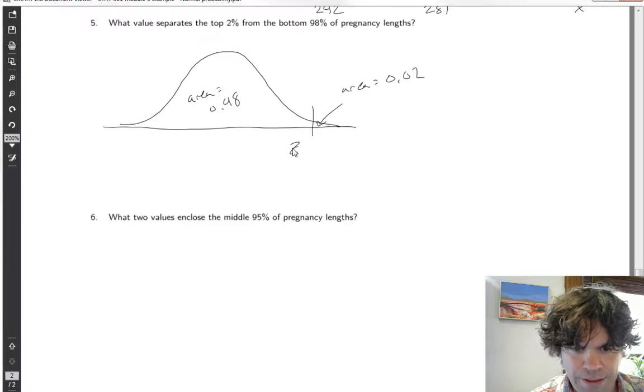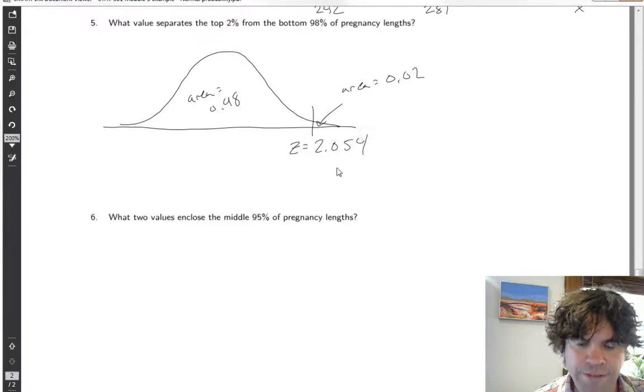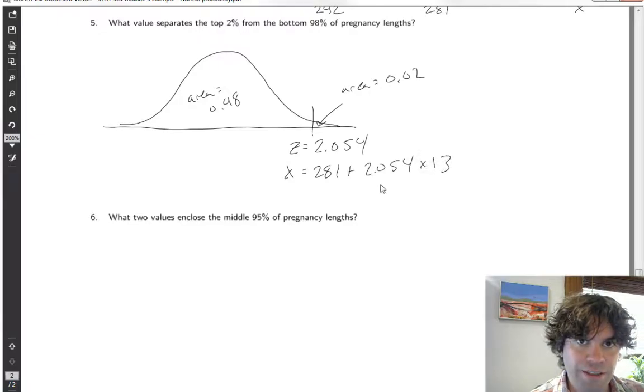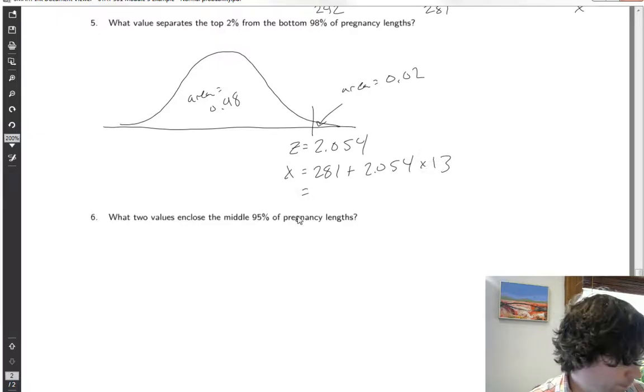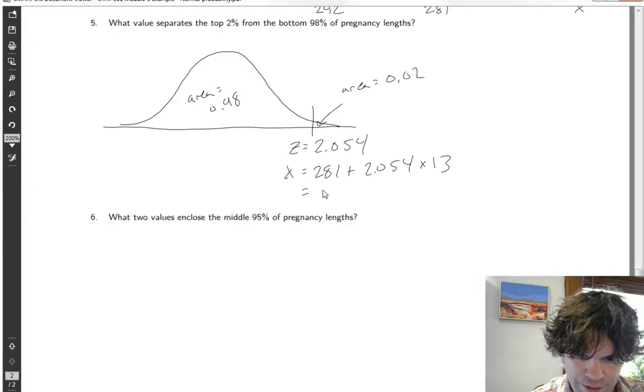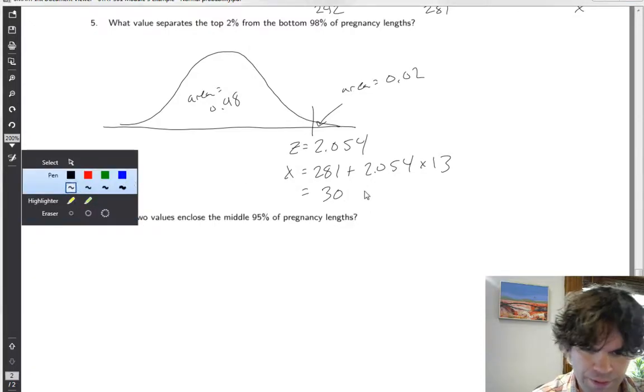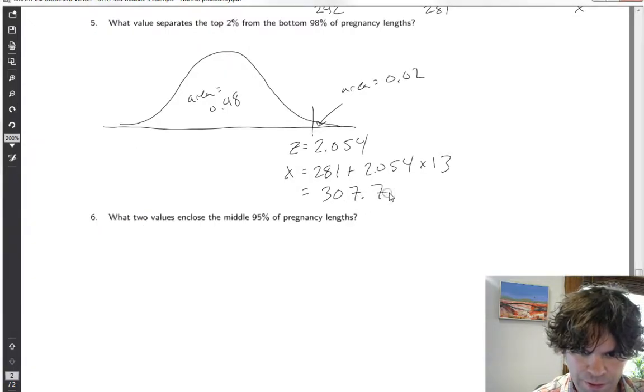So that is z equals 2.054, and so x equals the mean plus z times the standard deviation, and that comes out to about 307.7.